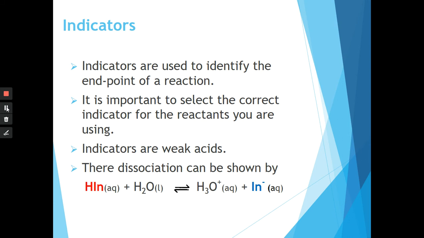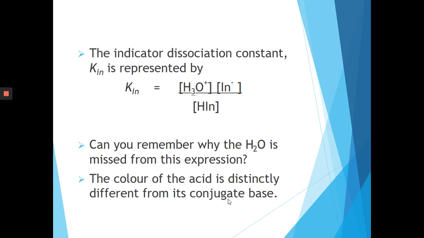Okay? Our indicators are weak acids, and they dissociate in the exact same way as other substances. So in this, we have our weak acid, HIn. We've got its conjugate base, which is In negative. We've got our base here, our water acting as a base, because it's amphoteric, and we've got its conjugate acid there. Okay? We can use this to show that we have an equilibrium constant.